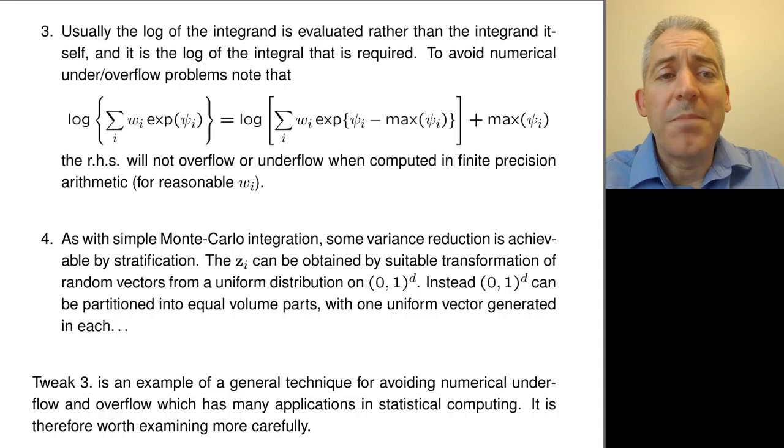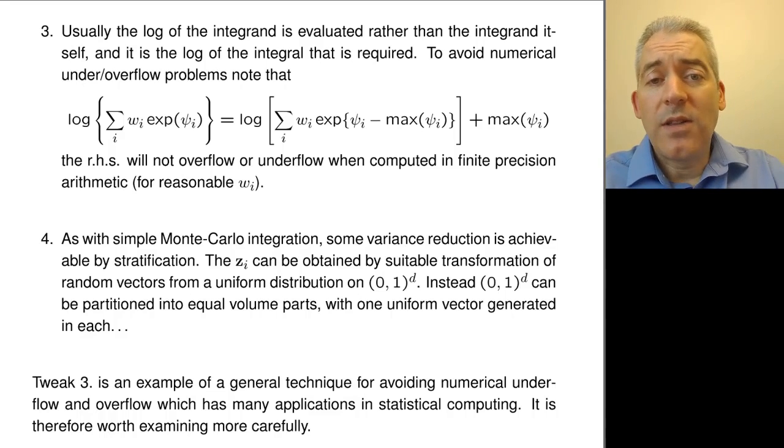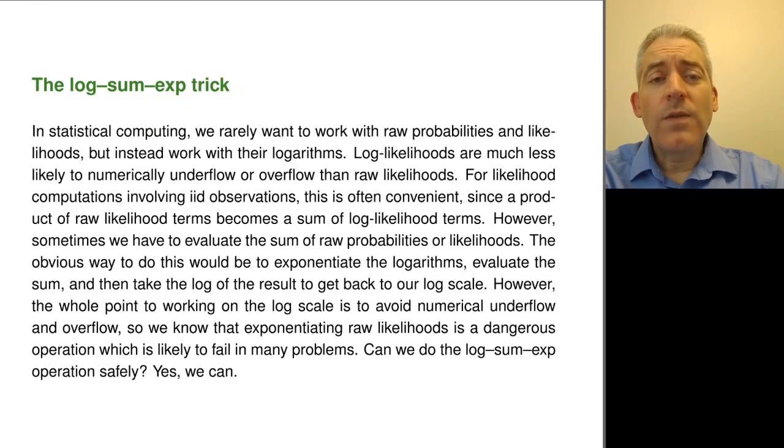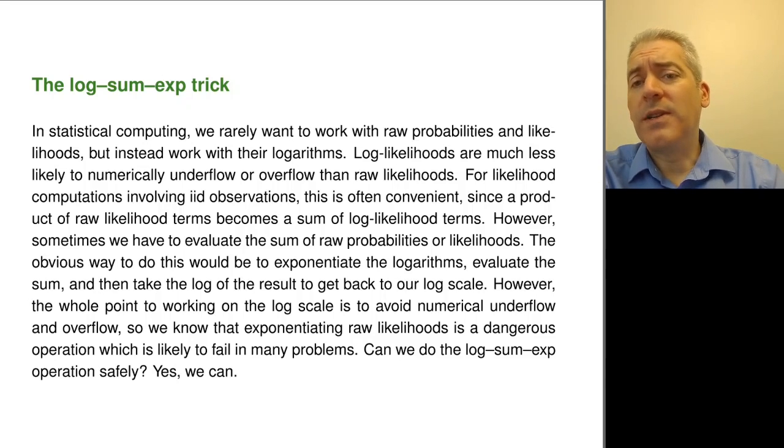What I do want us to come back to is this general trick from point number 3 here, this log-sum-exp trick. This is a very interesting trick that has lots of applications, and so let's look at that in detail now. So very often in statistical computing, we find ourselves in a situation where we need to sum up some raw probabilities or likelihoods, but we know that in general it's much better to never work with raw probabilities or likelihoods.